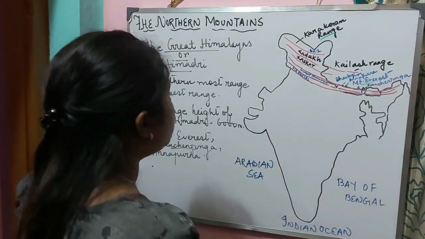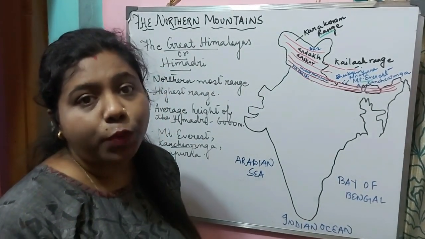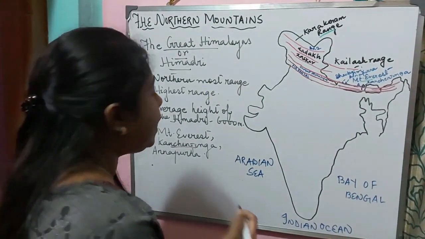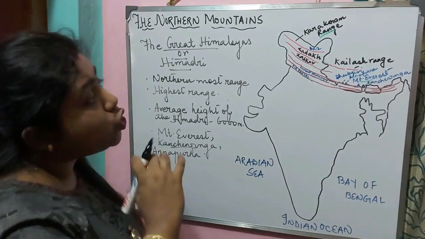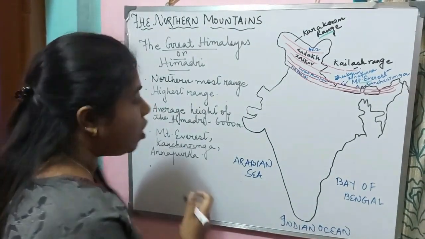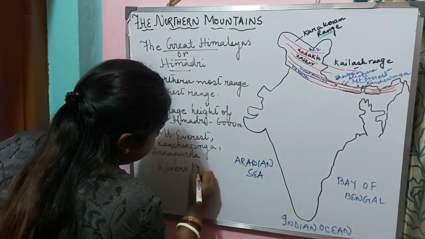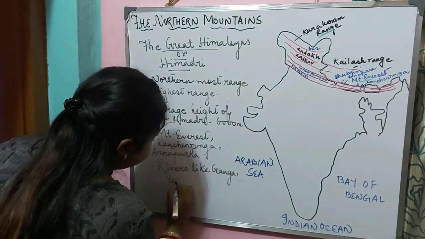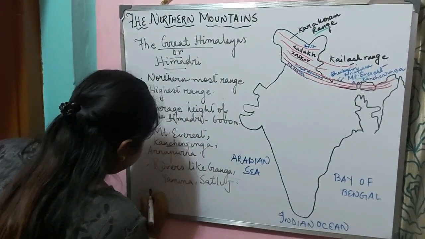I told you this, that most of the mountain peaks are covered with what? Covered with ice, right? So we can say they are snow-covered mountains. So what happens from the snow-covered mountains? When the snow melts from the snow-covered mountains, they give rise to different rivers like Ganga, Yamuna, Satluj.